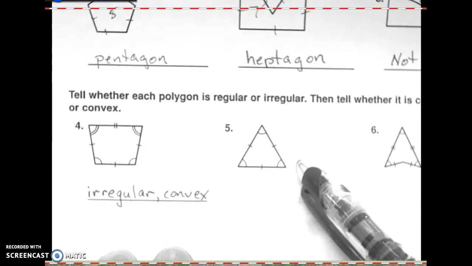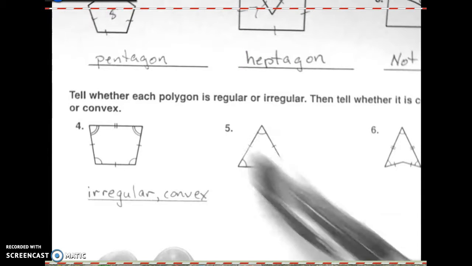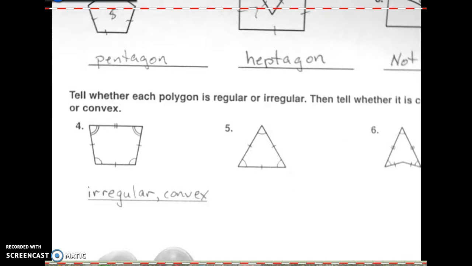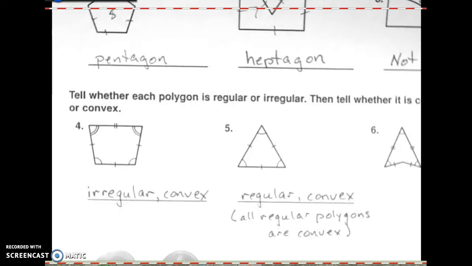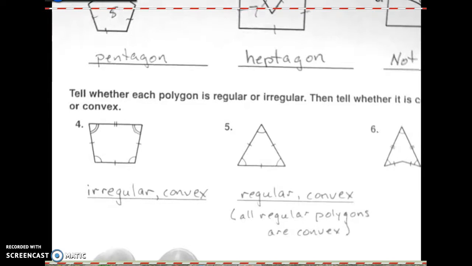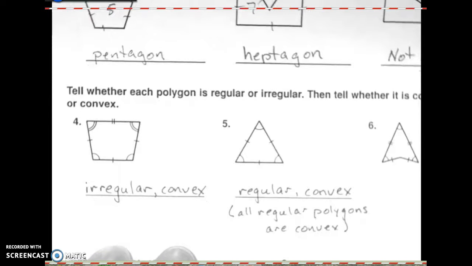If I look at figure number 5, all 3 sides are tick marked the same. All 3 angles are tick marked the same. So it is a regular polygon. It is also convex. All regular polygons are convex.